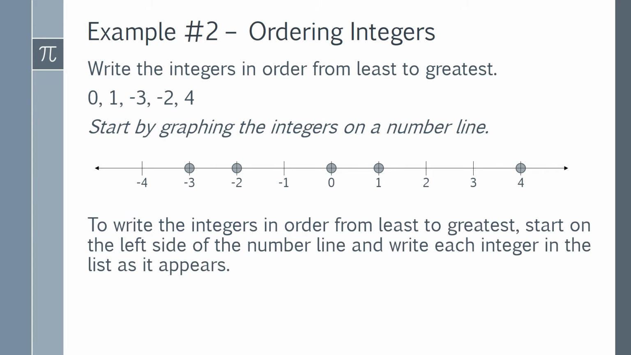To write the integers in order from least to greatest, start on the left side of the number line and write each integer in the list as it appears. So we have negative 3, negative 2, 0, 1, and 4. If you run across a problem that asks you to write the integers in order from greatest to least, use the same method, but start on the right-hand side and work your way to the left.